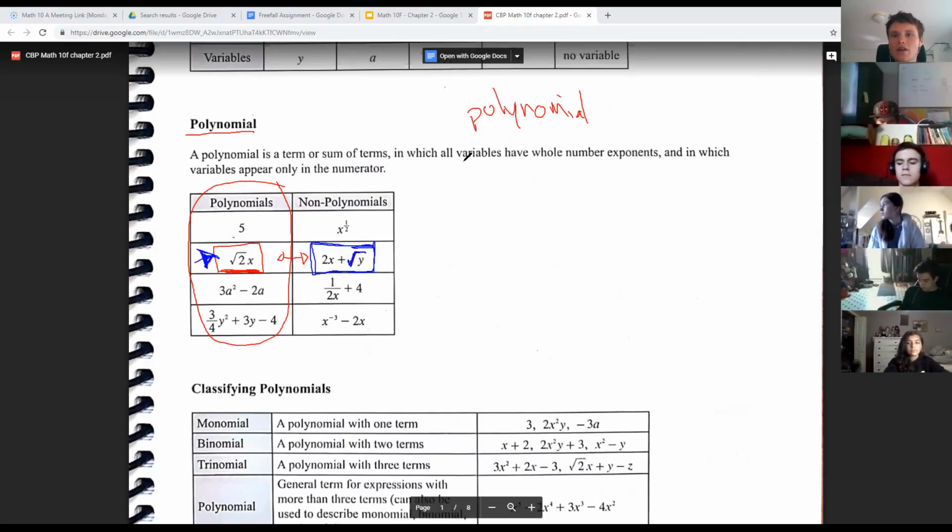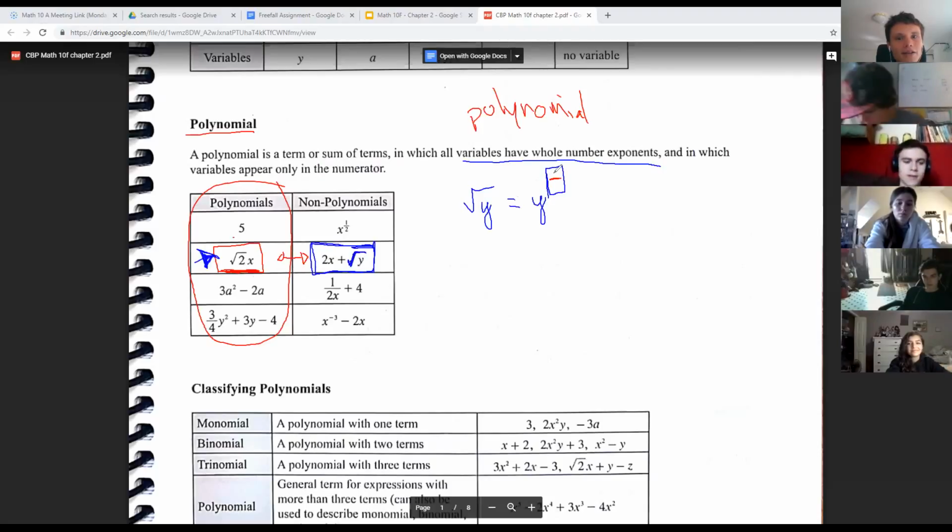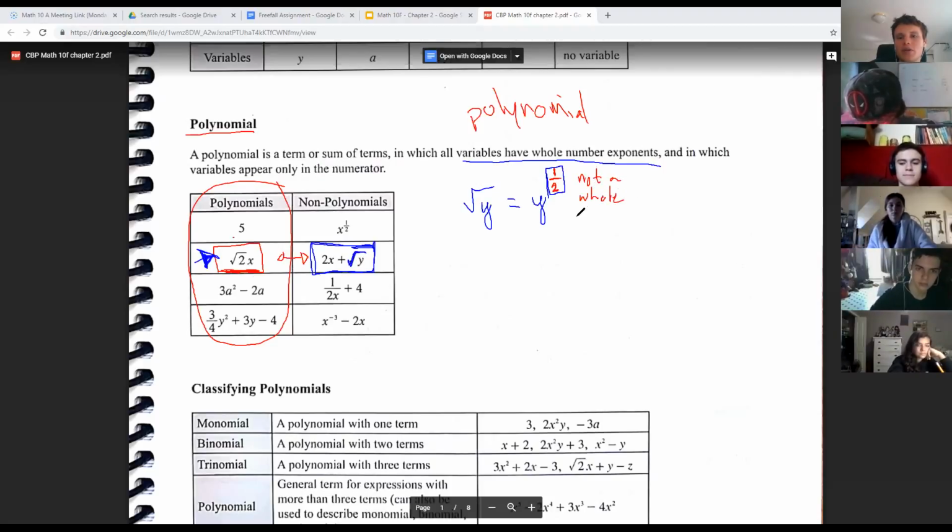Okay. So we say here all variables have whole number exponents. Well, if I've got the square root of y, that's like writing y to the power of what? Y to the power of 1 over 2. Yeah, y to the power of 1 over 2, thank you. So we can see that this is not a whole number, and so it's not a polynomial.